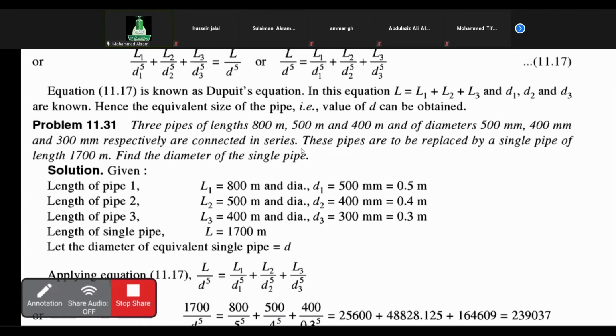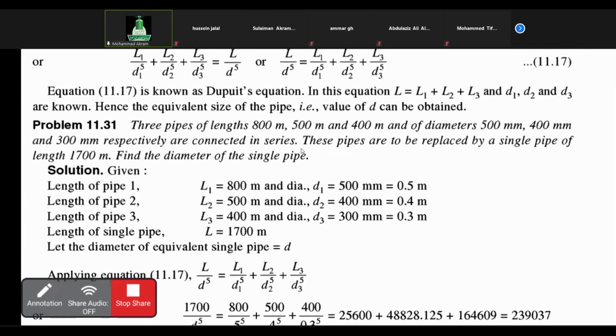So we have one equation for the equivalent pipe. What is that equation? L over D to the power 5 equals L1 over D1 to the power 5, plus L2 over D2, L3 over D3. Yes. Can you solve this one yourself? Because it is a solved problem.